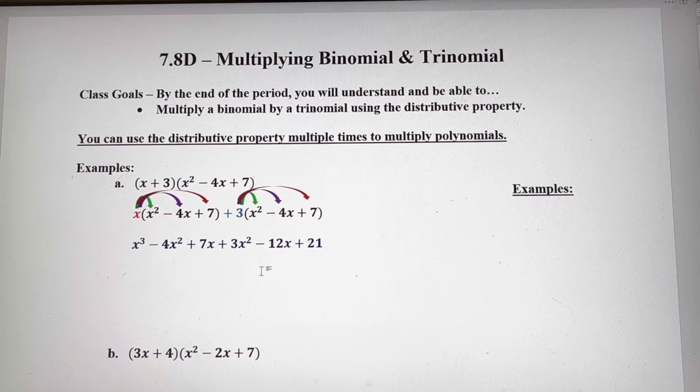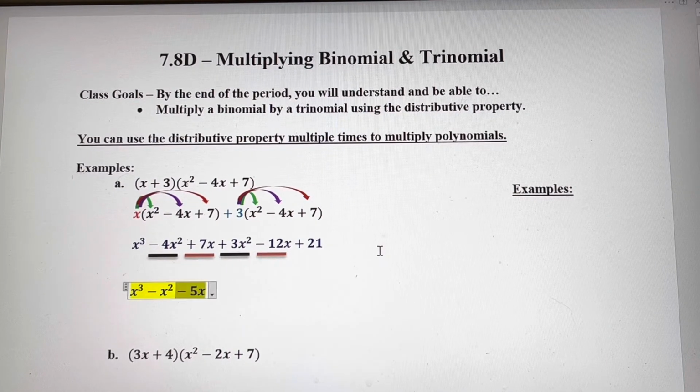Okay, so we've got like terms here, the x squareds. Those are like terms, we've got to combine those. We've also got like terms with the x's here, 7x and negative 12x. So we have to combine those. There's no other x cubes, there's no other constants, so those are going to be part of my answer here at the bottom. So in standard form, remember we want to write our exponents in descending order, so x cubed comes first. Let's combine these. Negative 4x squared and positive 3x squared is negative 1x squared. 7x and negative 12x is negative 5x. And then we just bring down the constant 21. Okay, so that's my answer for the first one.